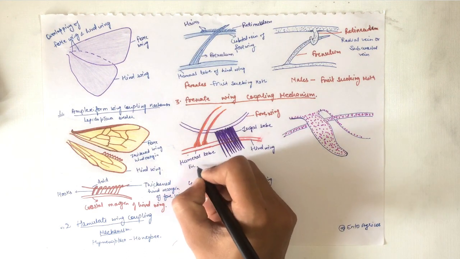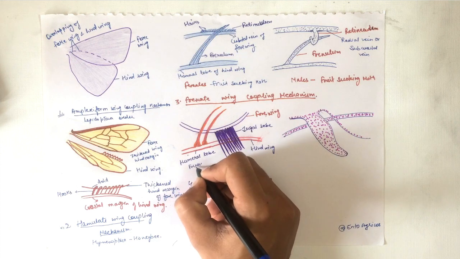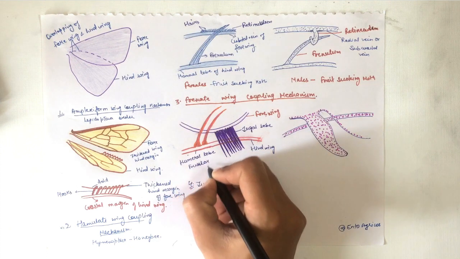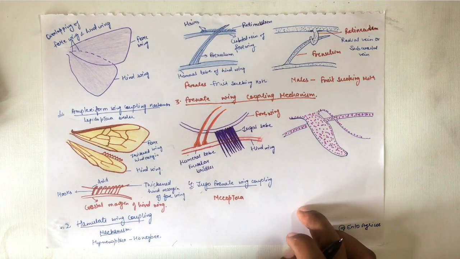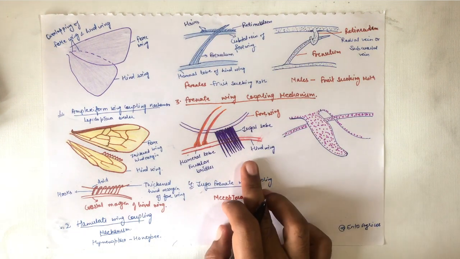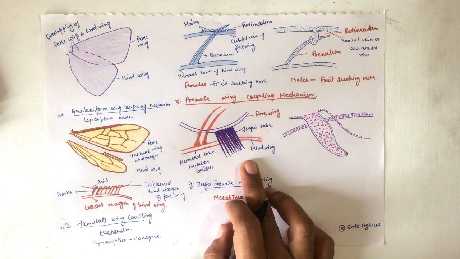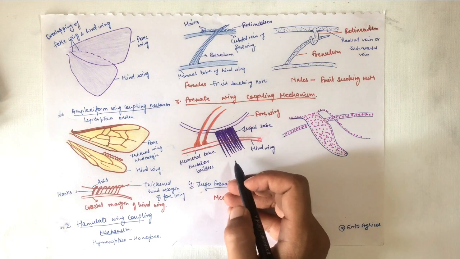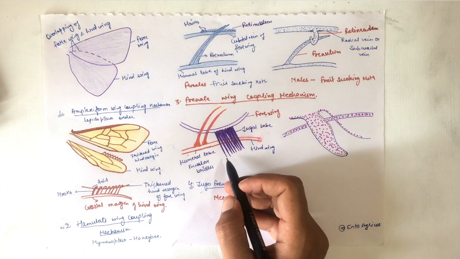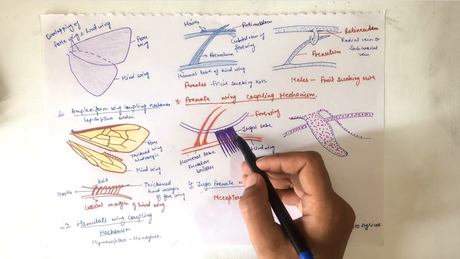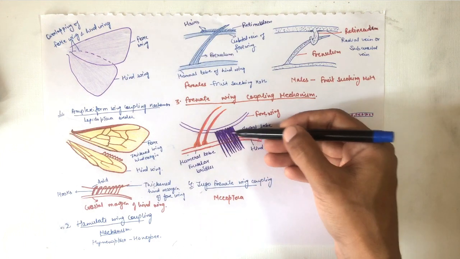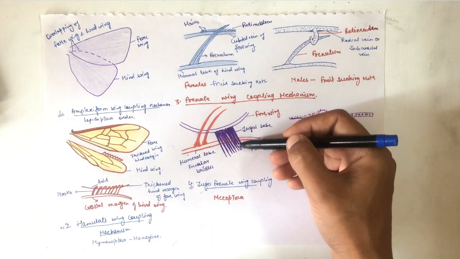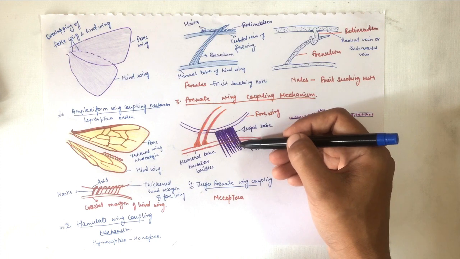With frenular bristles. So these are provided with comparatively long bristles, and the jugal bristles lie on the top. So these are the jugal bristles. They lie on the top of the hind wing. You can see over there in the diagram.